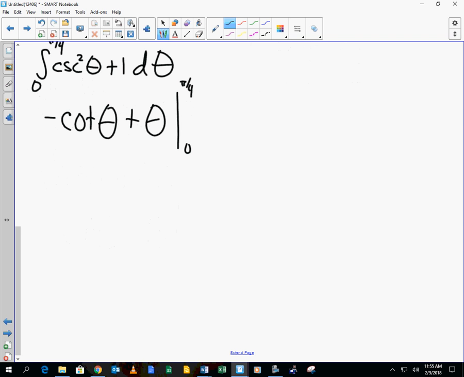What's the tangent of pi over 4? 1. So cotangent of pi over 4 is 1. You get a negative 1 plus pi over 4. And now we got to plug in 0. What's the tangent of 0? 0. So the cotangent of 0 is, wait a minute, shoot, we get an undefined result already? Why is that?